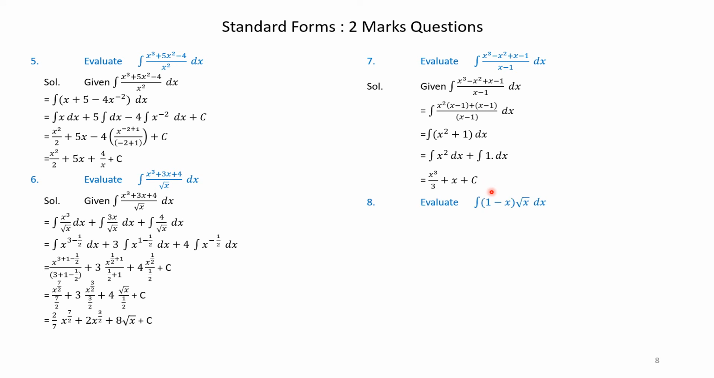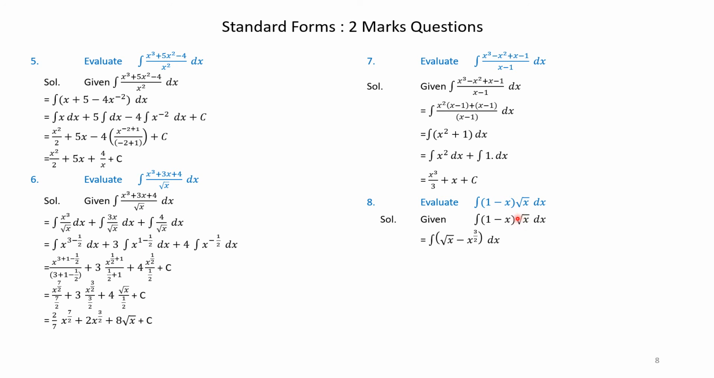Question number 8. Evaluate 1 minus x into square root of x dx. Given. So, solution. The given equation is written down as it is. That is, given integral of 1 minus x into square root of x dx. Next step is, we have to simplify this. So, if you multiply 1 into root x, it is root x minus x into root x into dx. X is 1, x into square root of x is x to the power of half.